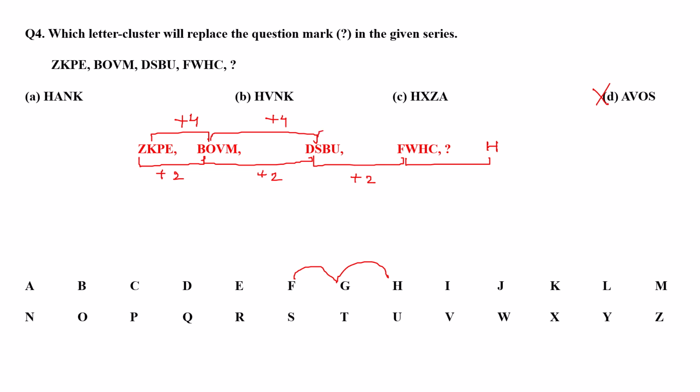Same way from S to W. You can see here S to T, T to U, U to V, and V to W. Again 4 steps ahead. So from W, if you have to go 4 steps ahead, where will you go? So 1, 2, 3, and after Z, A. So if you move 4 steps ahead, you come to A. Now HA, if you see, only option A has it. B option is HV and C is HX. So A is the correct option.